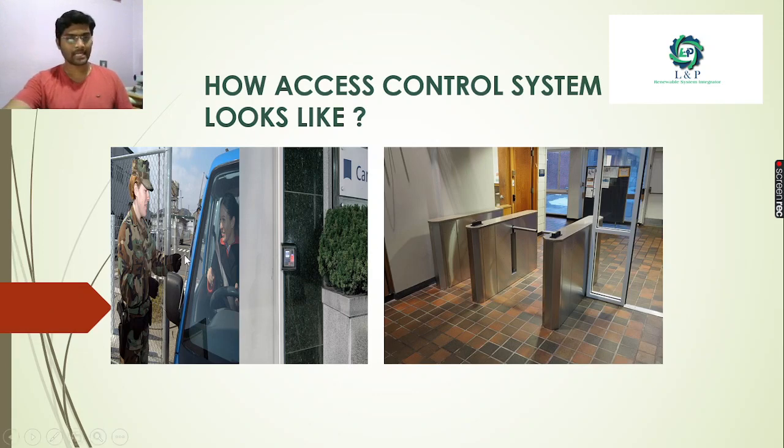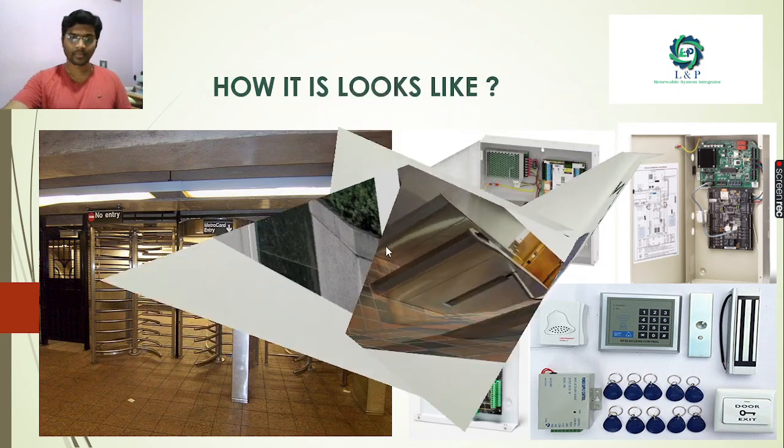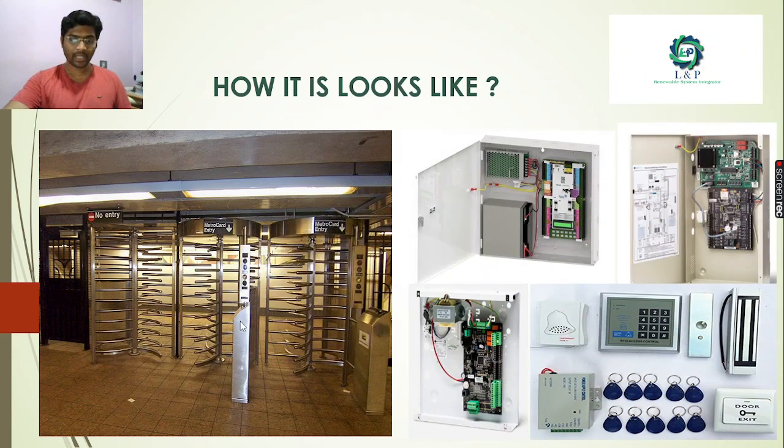See here, an army personnel is checking the access card of a particular person. See here the card reader, and this is one of the access control systems which is being used in metro stations. See here, we need to have a boarding pass or a boarding card of the metro in order to enter inside that metro station.